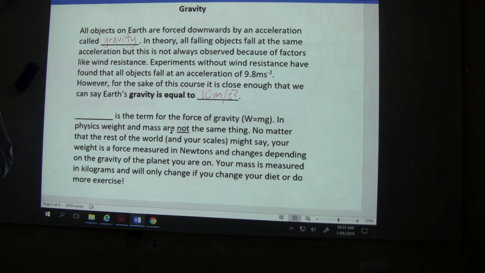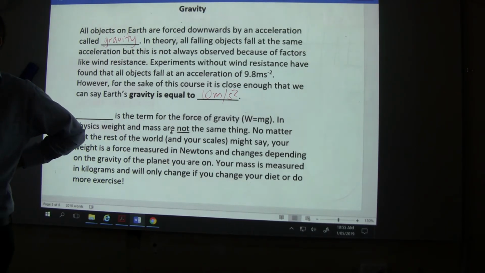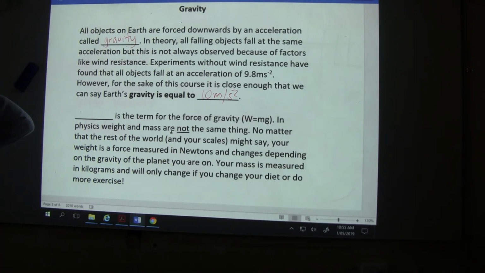Real engineers don't use that because we need that 2%. If you design everything 2% too strong, no one will work with you. No one will want to hire you because you're going to be too expensive. But in our HSC course, we're allowed to use 10 because it's just easier, right?